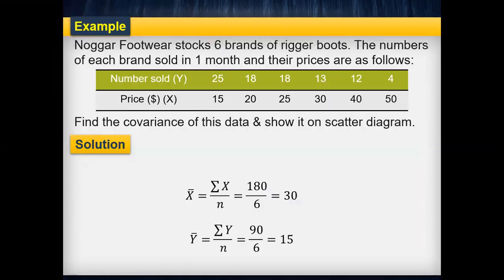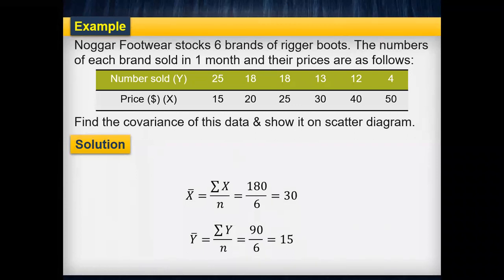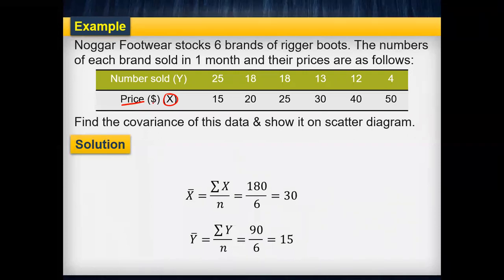Let us consider another example. In this example, we are given the sales of boots and their prices. According to the law of demand, price and sales are inversely correlated. As the price goes up, the demand goes down. So according to the law of demand, price can be considered the independent variable, and the sales or the demand will be considered the dependent variable. Demand depends upon the price.